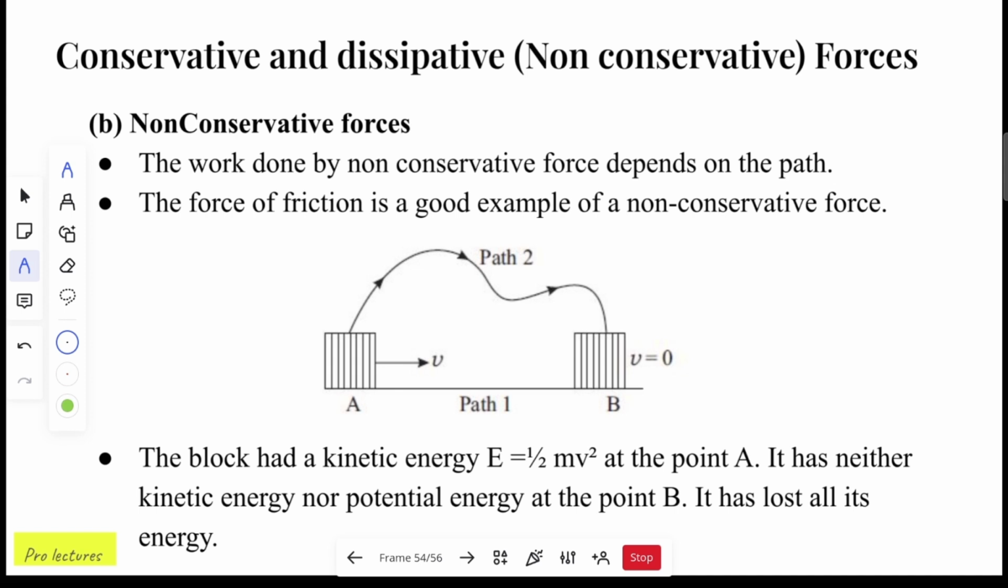Now the block with the same kinetic energy E is taken from A to B, say along another path 2. It may not even reach point B. Before that itself it could have stopped. This obviously means more work has to be done in this path. Thus we say the frictional force depends on the path.